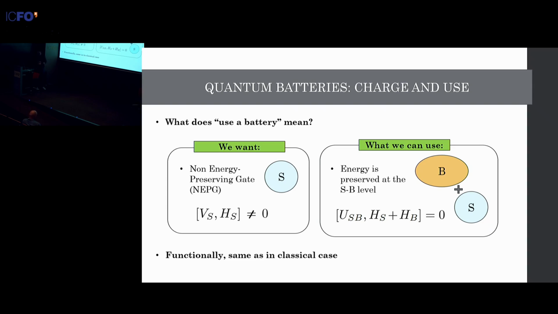So what we want is to perform a non-energy preserving gate that is just a unitary operation V_S that doesn't commute with the Hamiltonian of the system S. And we want to implement this operation by coupling our system with the battery, performing a global operation that now preserves energy, and then we look at what's happening on our system, and we want to obtain that at the reduced level of the system, we are as close as possible to the gate we wanted to implement.